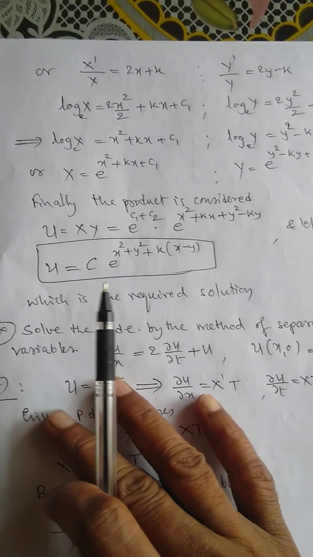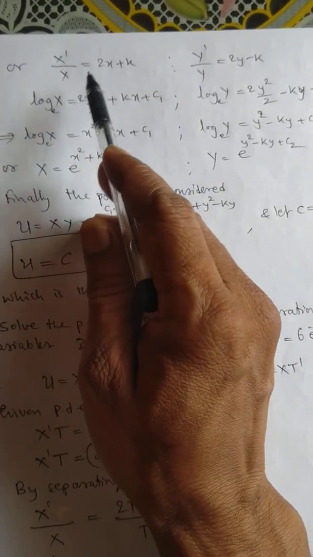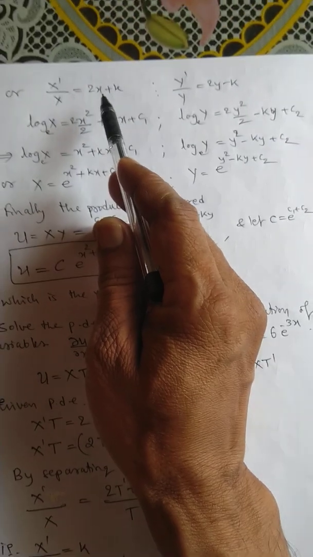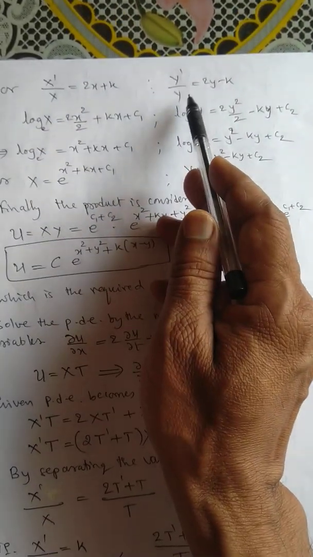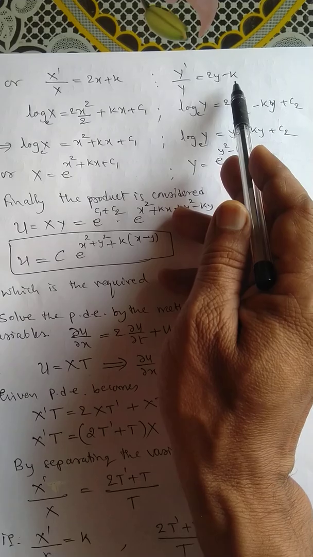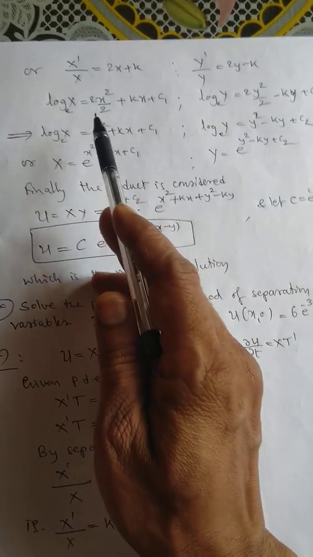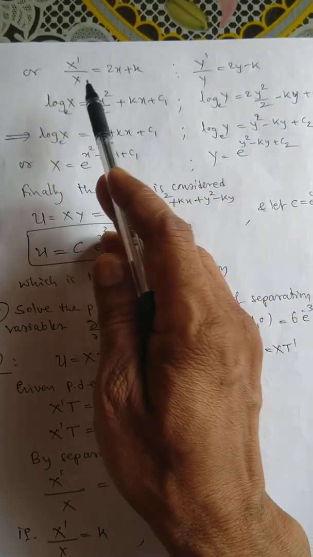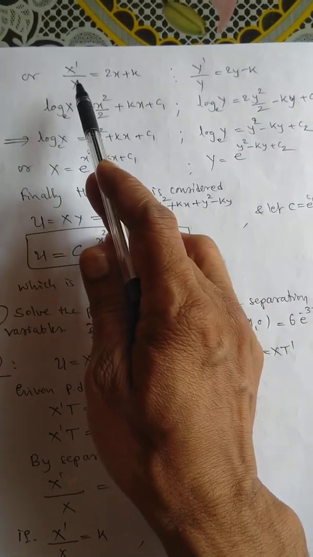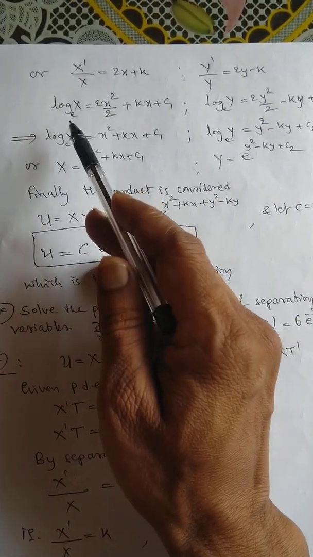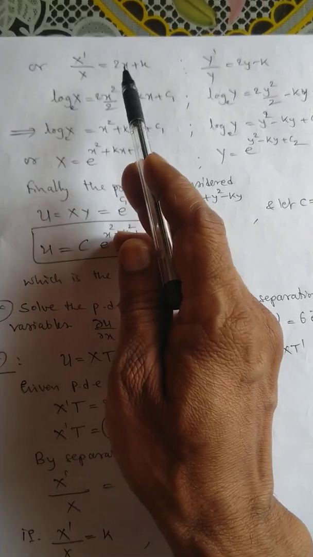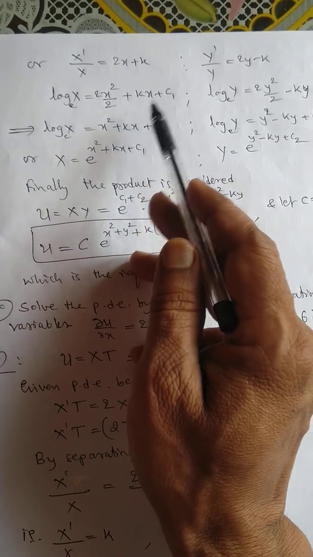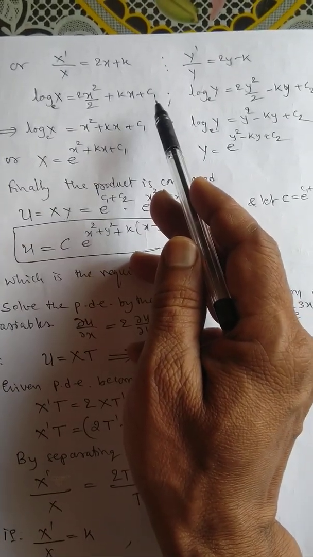By this we have X'/X = transferring −2x to the right hand side, so that we have 2x + k, and Y'/Y = 2y − k. And these are two ordinary differential equations. And by direct integration, log X to the base e = 2 into integration of x, which is x²/2, plus integration of k dx is kx, plus integration constant c1.